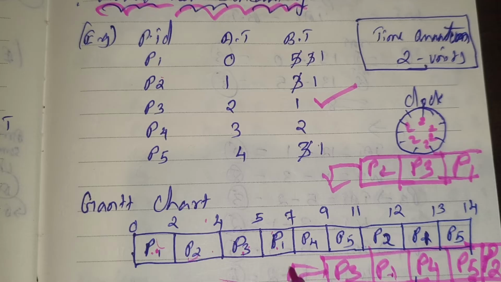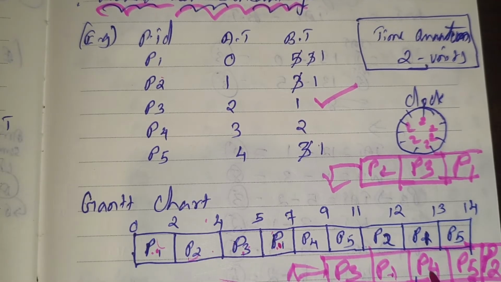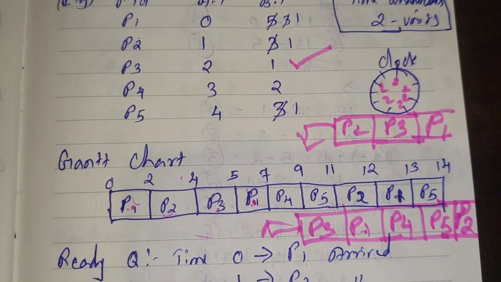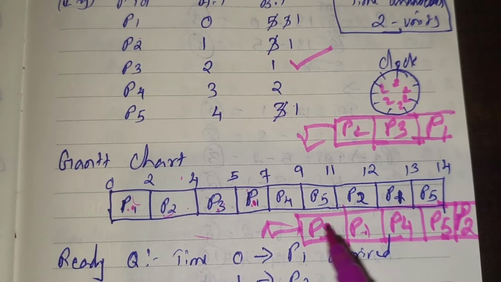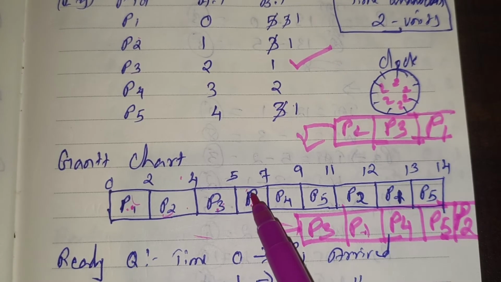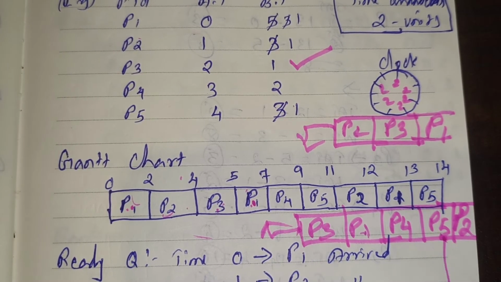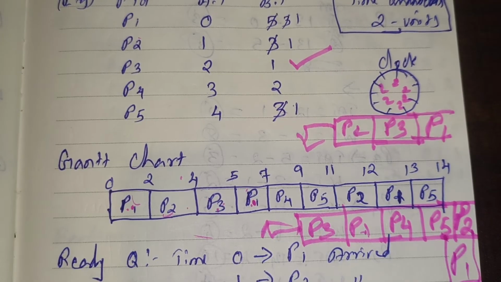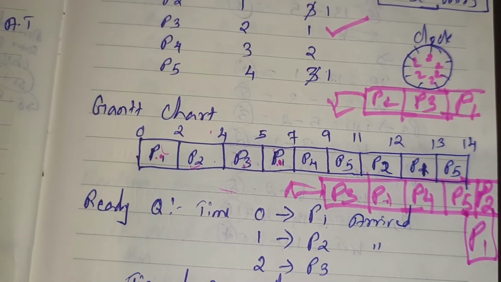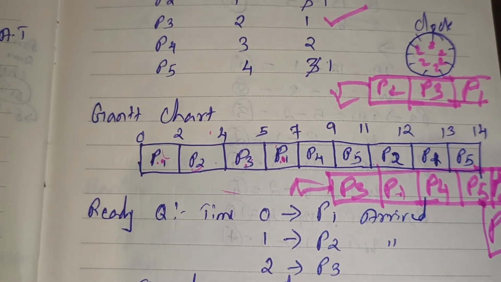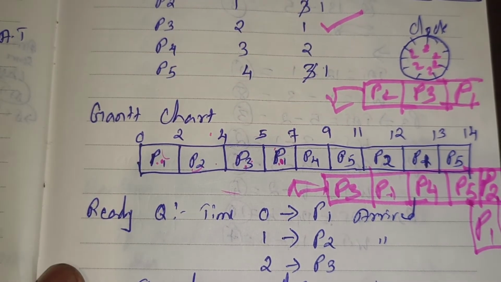Who are all waiting when P1 is getting inside? P4 is waiting. P5 is waiting. P2 is waiting. And the only next process is P1, which is coming after this P2. So P1 is also now in the queue. So after P2, P1 has been getting inside, right?